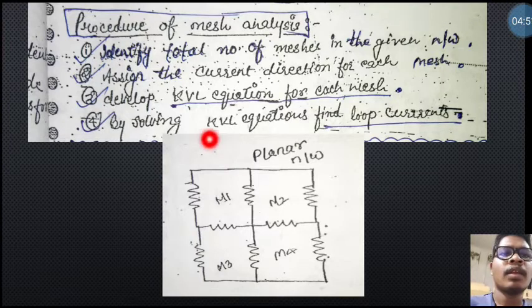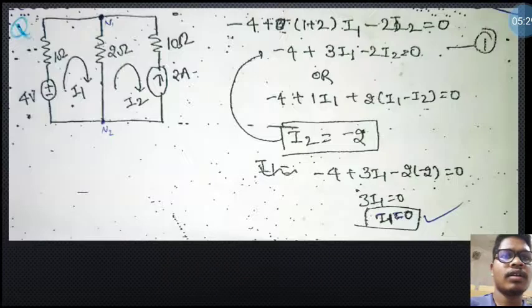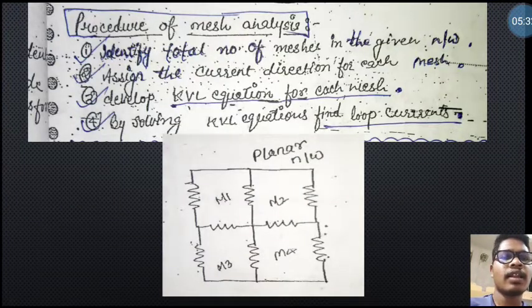Now see the third point: develop the KVL equation for each mesh. After assigning the current directions, we need to apply the KVL equation. We have already discussed the KVL formula: the summation of all the voltages in any loop equals 0. So apply the KVL formula in each mesh. Then by solving the KVL equations, find the loop currents. This is the full procedure of mesh analysis.